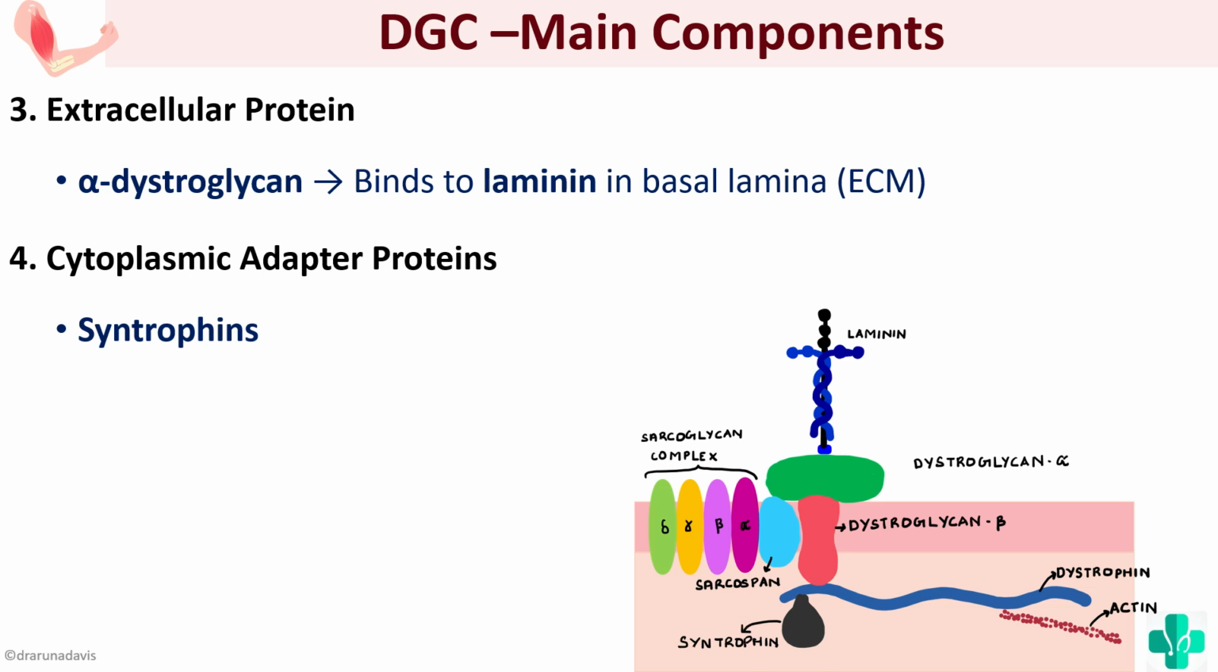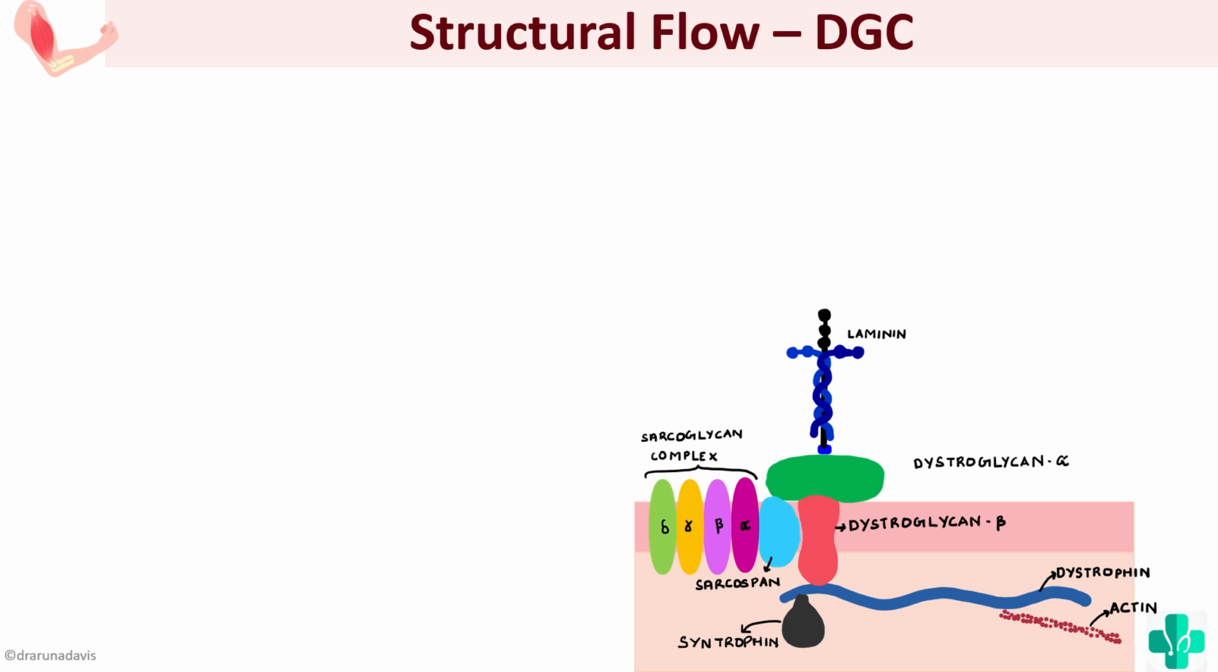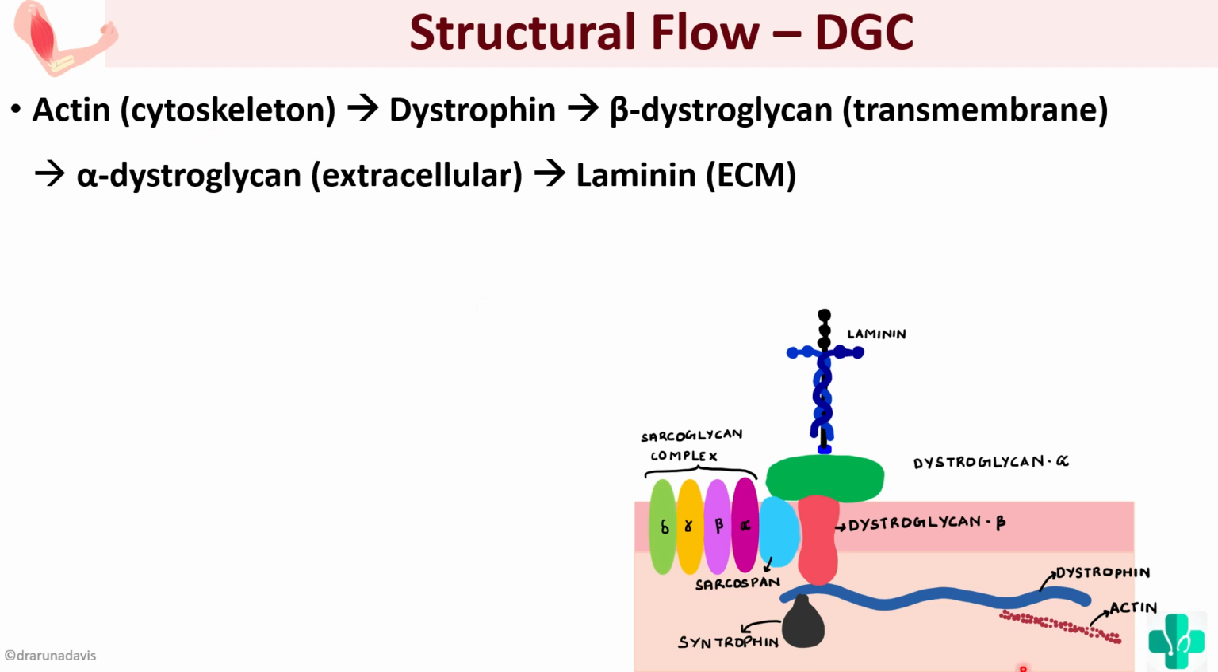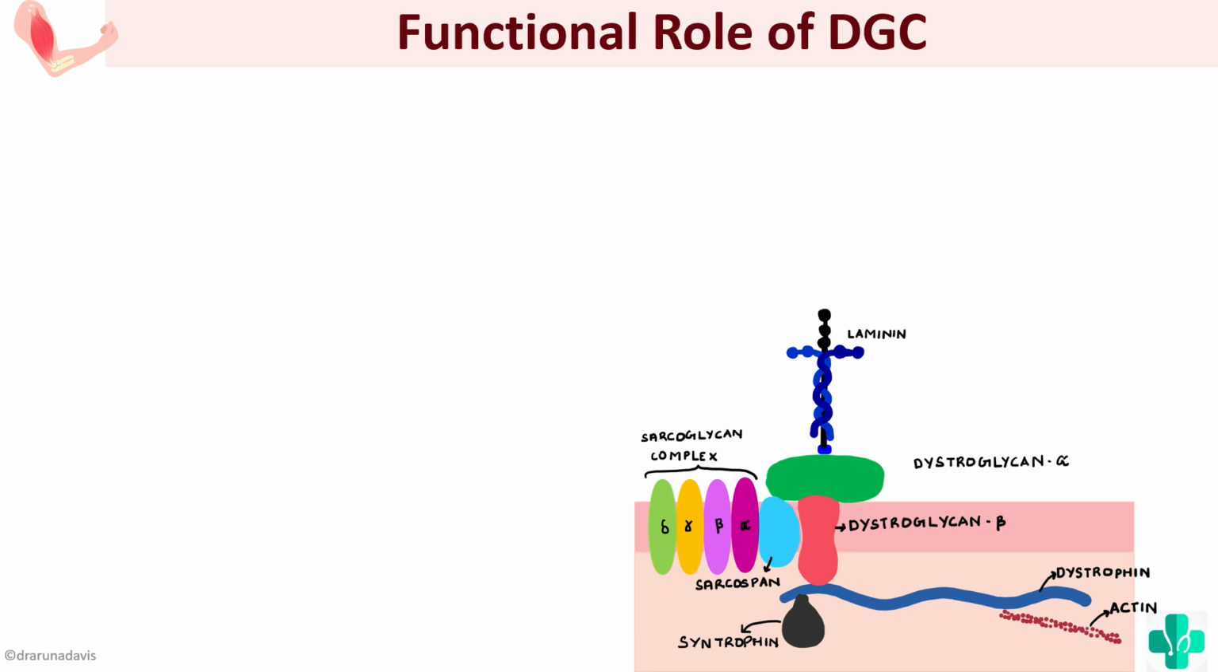And there are other proteins like dystrobrevin, which links the DGC, the dystrophin glycoprotein complex, to the signaling pathways. So basically the structure flows like this. The actin is connected to dystrophin, from that to beta dystroglycan, alpha dystroglycan, to the laminin, and the side support is by the sarcospan as well as sarcoglycans, and the signaling support is by syntrophin and dystrobrevin.